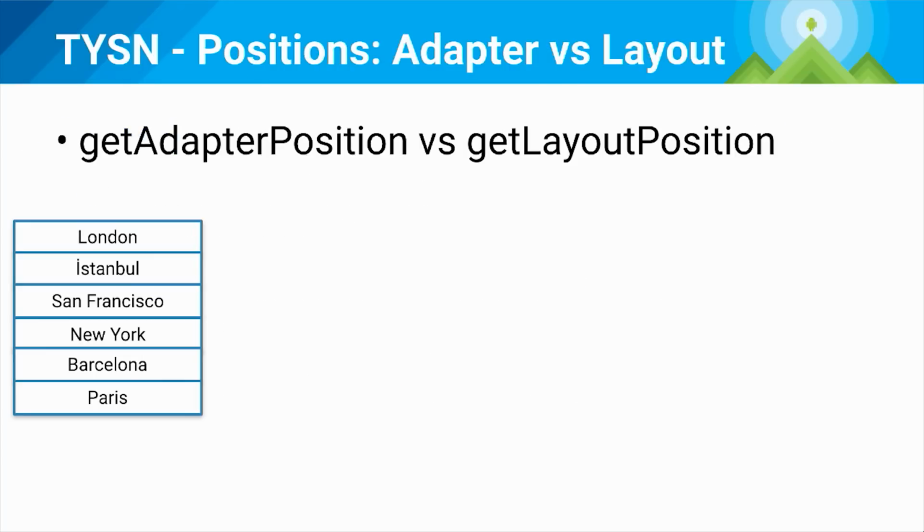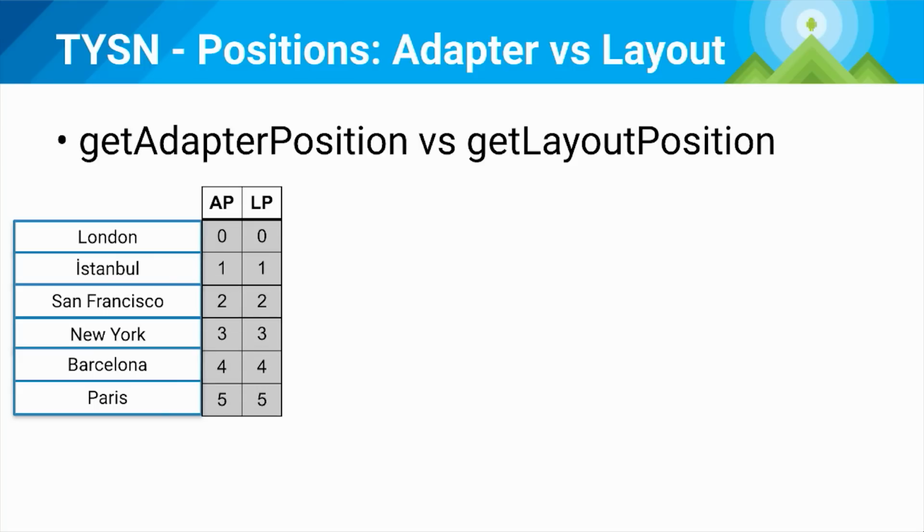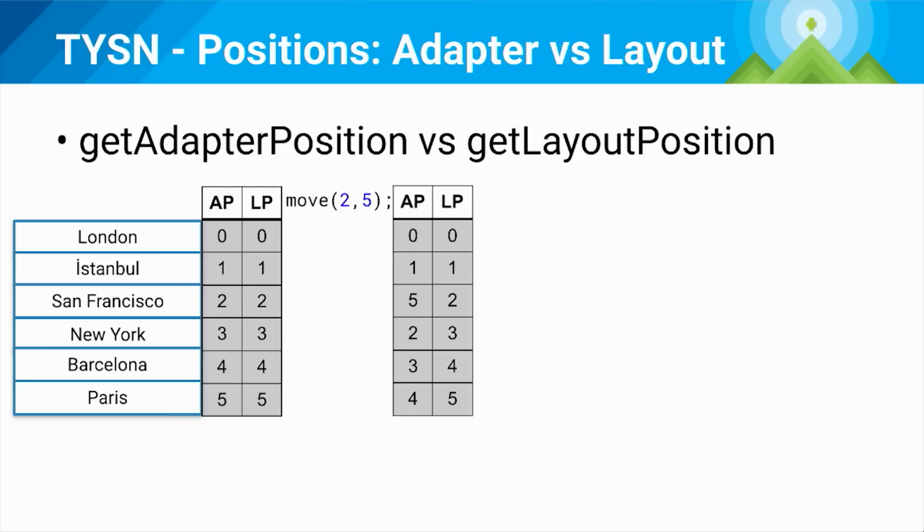So this is another confusion in RecyclerView: what does an adapter position mean versus a layout position? Why can't it be only one position? We did it, it was wrong. So let's see this example where we have a bunch of items. The AP stands for adapter position, LP for layout position. They're all the same, it matches. Then the adapter says I moved the item at position 2 to position 5. So now if you look at it, the items' adapter positions don't match their layout positions.